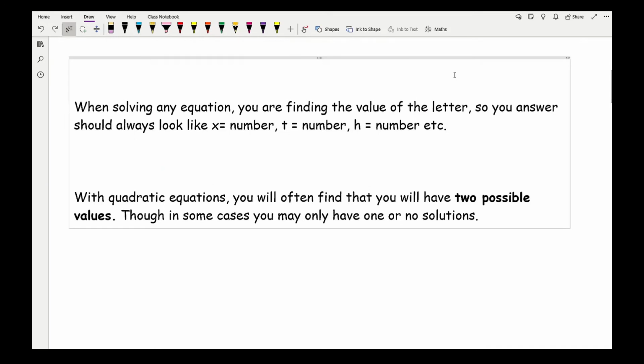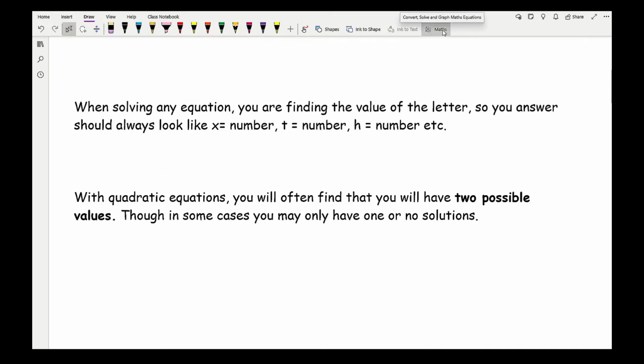Another quick refresh is that when solving any equation, you are finding the value of the letter. So your answer should always look like x equals a number, t equals a number, or h equals a number. When you're asked to solve an equation, that's exactly what you should have. For example, x equals 3, p equals 2.3, h equals -6, etc.